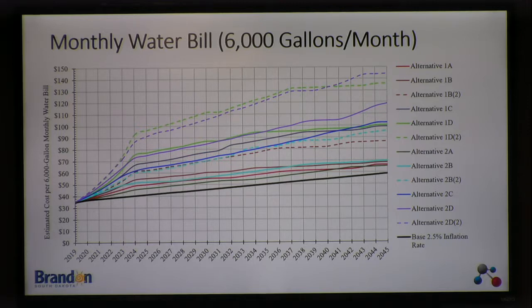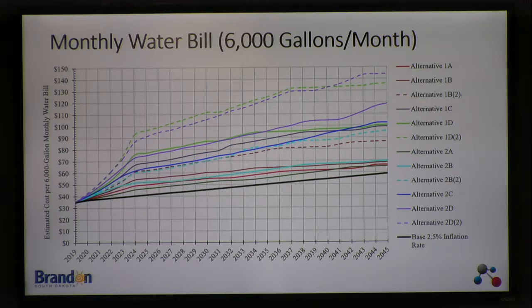So if you compare these against each other and look at comparing that water rate against inflation, by 2024, the water rate, if you just adjust it for inflation, is at $40. And this option up here is at $60. These options down here are at $50, in that range. These options up here seem to get pretty costly.